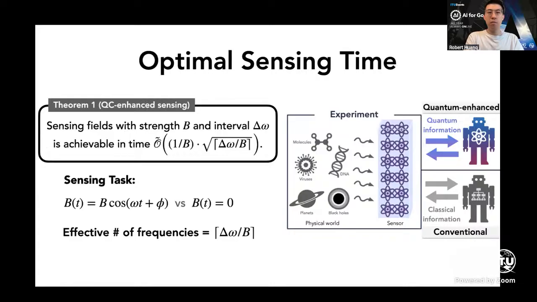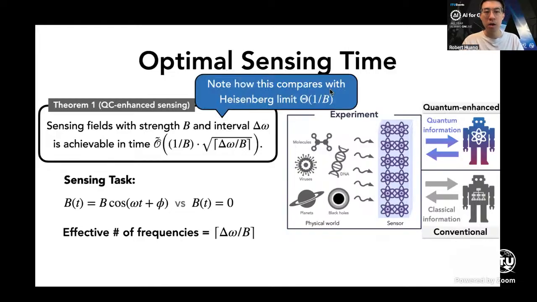So the first theorem that we prove in this work is that utilizing this QC enhanced sensing, we are able to achieve a sensing time that scales like this. The 1 over b intuitively comes from the time it takes to check a single frequency. And note that this scaling here is the number of frequencies we need to check. And because of Grover search, we get a quadratic speed up there. And together we get 1 over b times square root of delta omega over b.